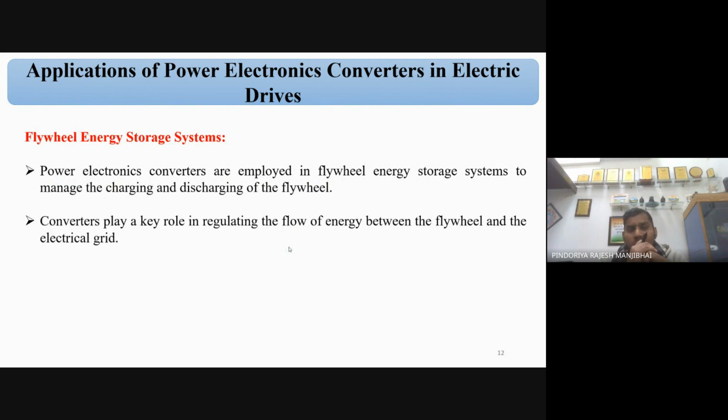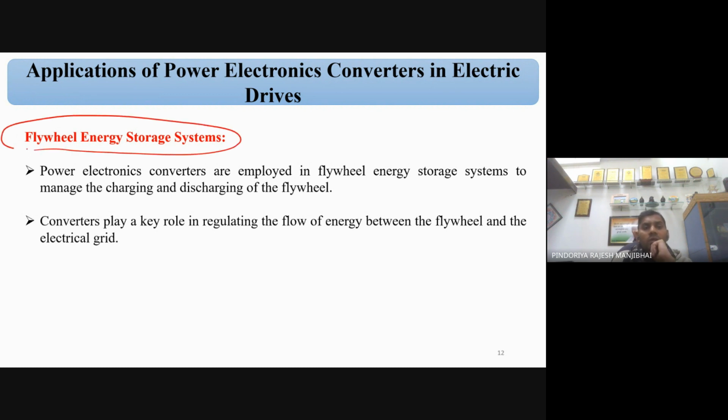Second last application is the flywheel energy storage system, and nowadays this is a hot topic for the research domain. For energy storage systems, we are using the supercapacitor, the battery, the ultracapacitor, but the current hot topic is the flywheel energy storage system. If somebody wants to do research on energy storage systems, then maybe you can consider this topic, the flywheel energy storage system.